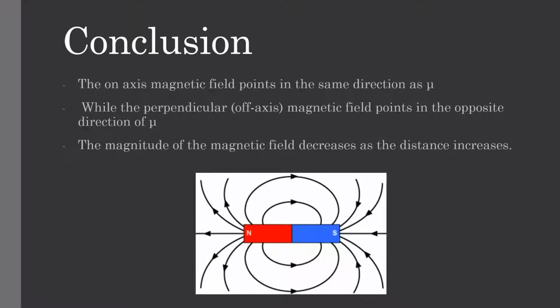In conclusion, the on-axis magnetic field points in the same direction as mu, while the perpendicular or off-axis magnetic field points in the opposite direction as mu. And finally, the magnitude of the magnetic field decreases as the distance increases.